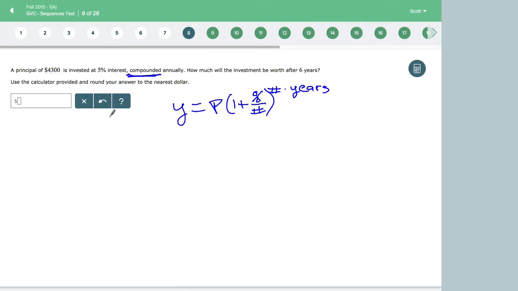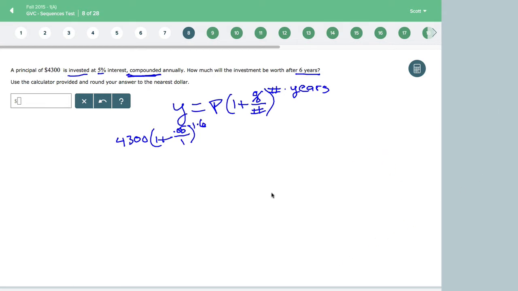So let's plug in what we can. We have 4,300 is our principal, and it's an investment, so that means it's going to grow. 1 plus, and what's our percent? Our percent is 5%, so 0.05. Don't forget to change that into a decimal. Compounded annually, so every 1 year, or once every year, so 1 times for 6 years.